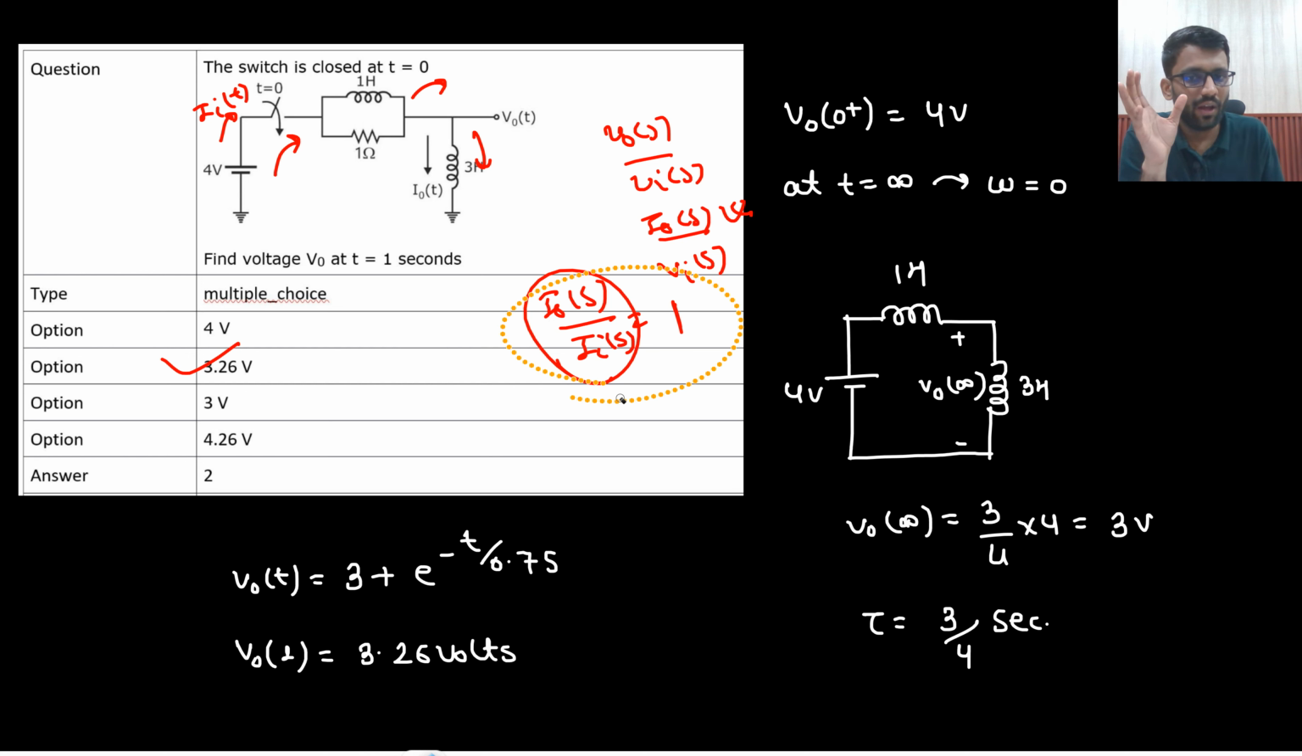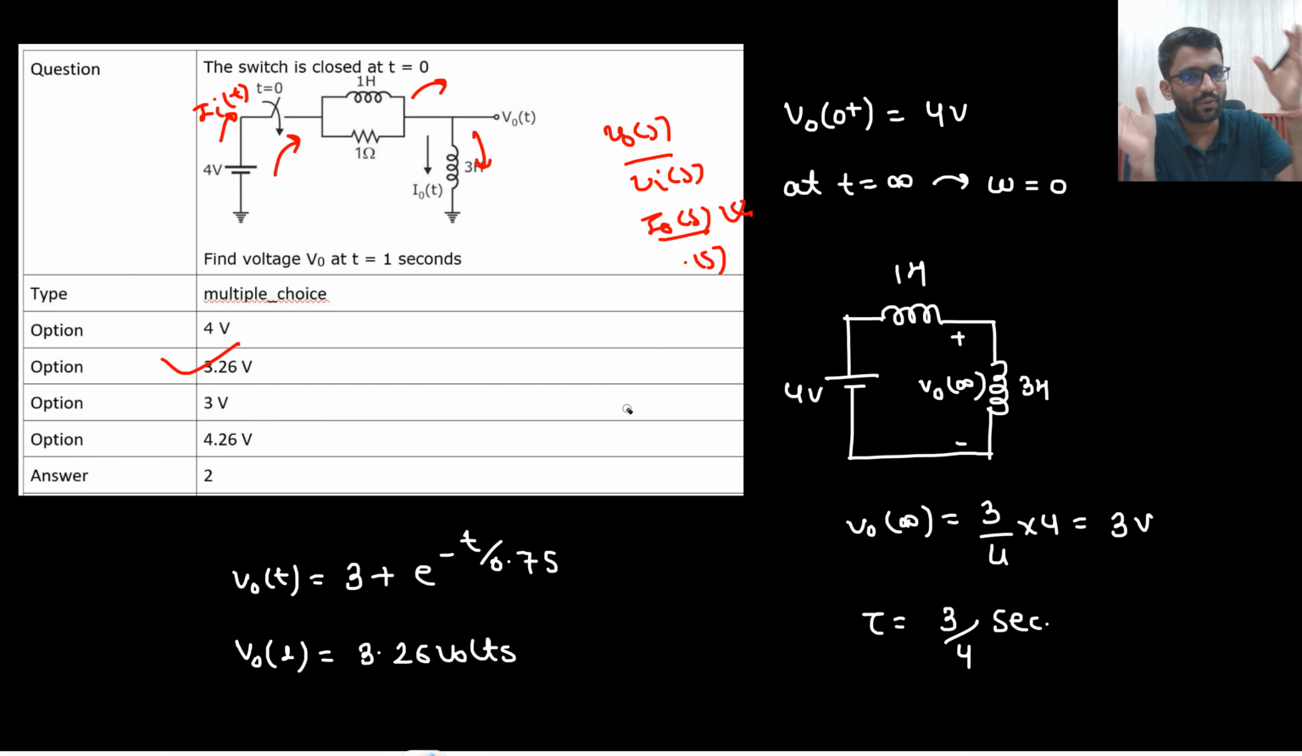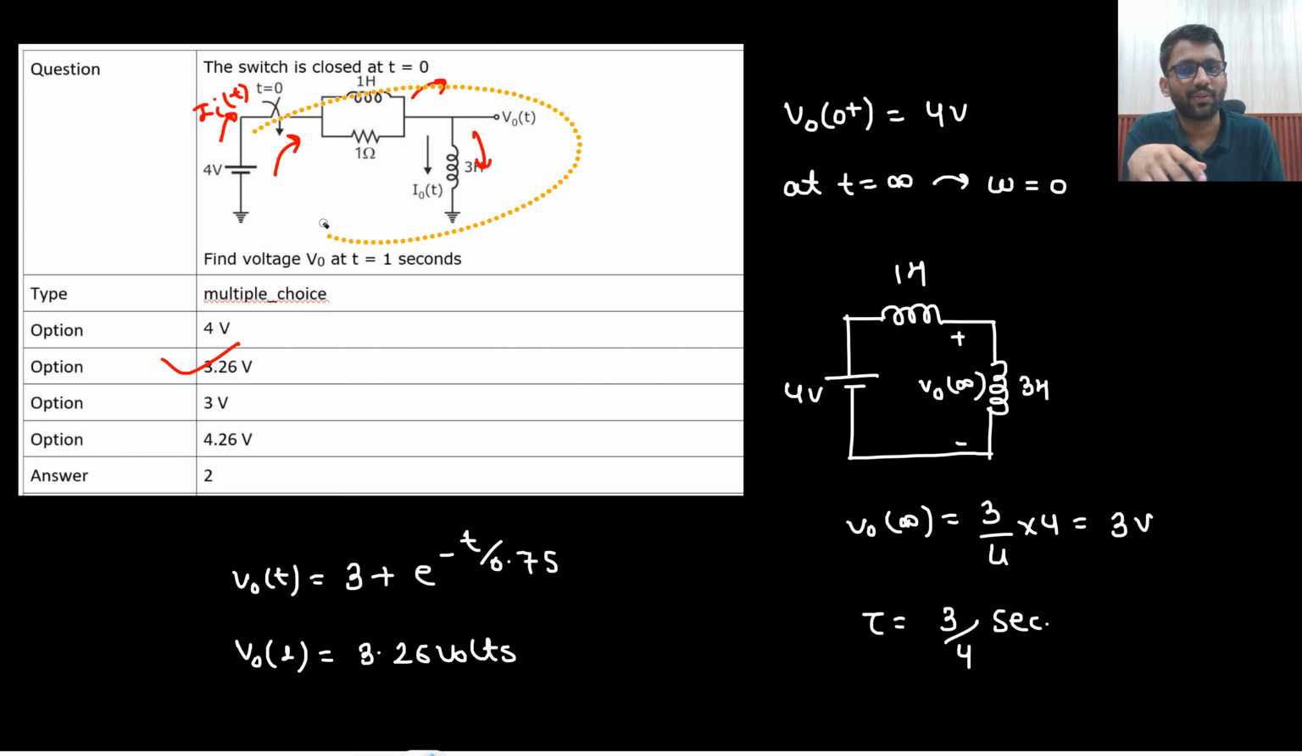So in the same circuit, with respect to output and input, order can be different. Here it is first order. With respect to current, it will be second order. And with respect to current, it would be zero order. Okay, so I hope you know these kind of concepts. Okay, then let's see that.